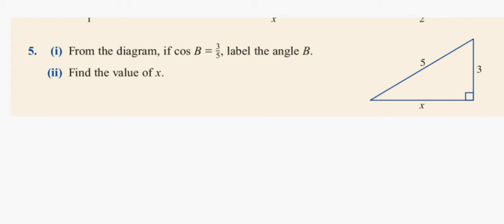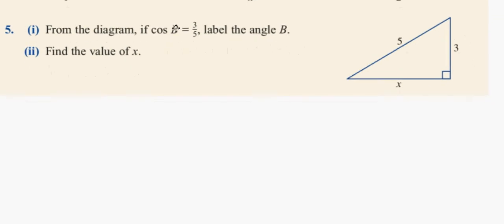Now, this one. Label the angle B. Well, that's the adjacent and that's the hypotenuse. So 5 has to be the hypotenuse, 3 has to be the adjacent. What does that make X? Opposite. Which angle am I talking about? The black one or the blue one? Blue. The blue one's got to be angle B. Any questions? We're good.